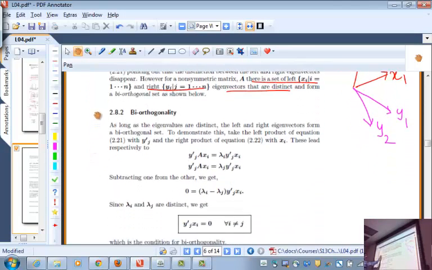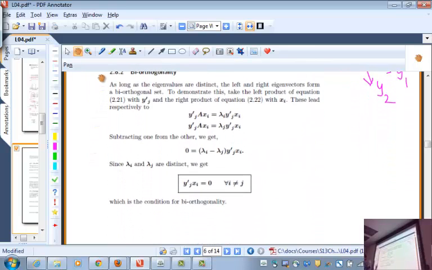Okay, so how do I show that these are bi-orthogonal? I just made a statement that these are bi-orthogonal, and introduced the idea geometrically, but how do we show that? It's not very difficult, it's just a few lines to demonstrate that. So I start with the equation A x equals lambda x, but I'm going to put some indices there: A x_i equals lambda_i x_i.